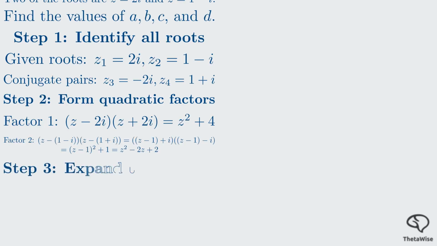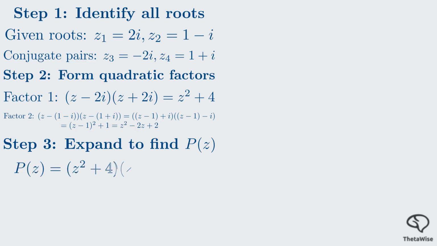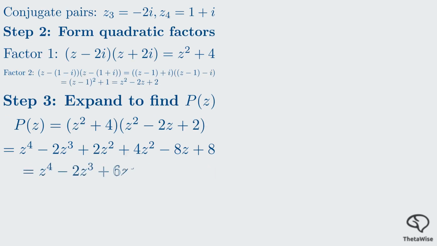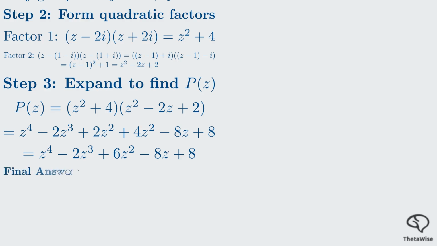To find the coefficients, we multiply the 2 quadratic factors. This is much more efficient than multiplying 4 linear factors individually. Expanding carefully, we distribute the terms to get the full polynomial. Finally, by comparing the coefficients with the general form, we find the values for a, b, c, and d.